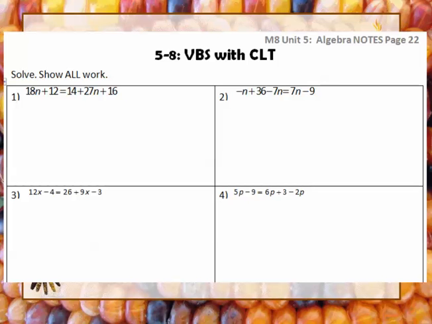Class, today we're on notes 5-8, variables on both sides, VBS, with CLT, which is combining like terms, and this is a continuation of the lesson from last class, and I'm on page 22 in your binder. So remember, anytime that we're solving these types of problems, we need to be doing combining like terms first. So we're going to do our CLT, and then we're going to do VBS. So CLT is first, and then VBS is second to get our variables on the right side.